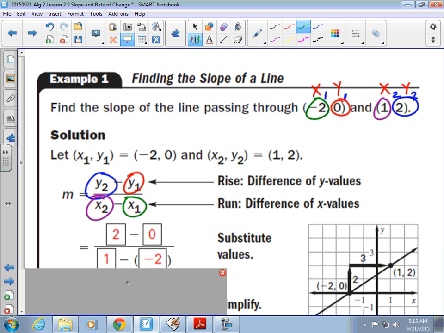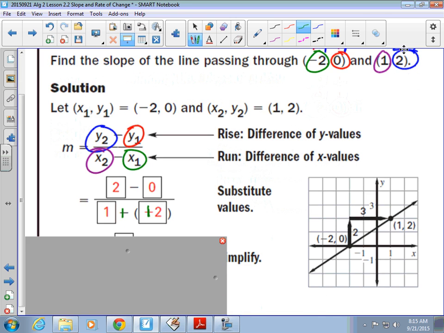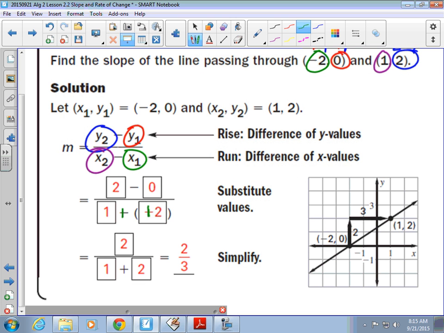2 minus 0 is going to be 2. And 1 minus a negative means plus a positive. 1 plus 2 is going to be 3. So your slope is going to be 2/3. And you can see that that's what's going on in the picture. It's rising. It's going up 2 right here. Up 2. And it's going to the right 1, 2, 3 times right here. There's your slope of 2/3.